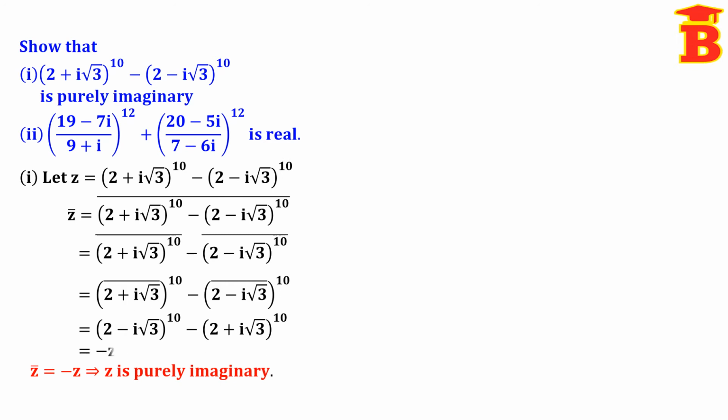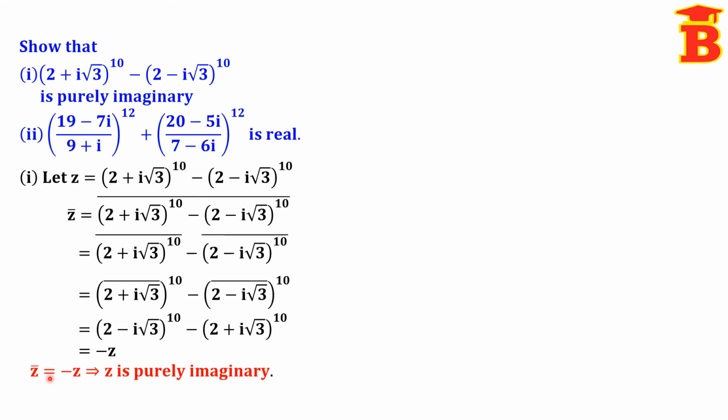This is equal to minus Z. See the given complex number Z, this is minus Z. In Z we have 2 plus i root 3 whole power 10. This first term is positive, but in the last answer that term is negative. In Z, 2 minus i root 3 whole power 10 is negative. In the last answer that term is positive. So note that the same Z terms, only the sign changes, so we can take it as minus Z.